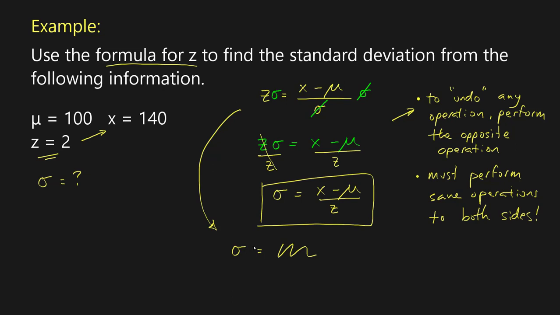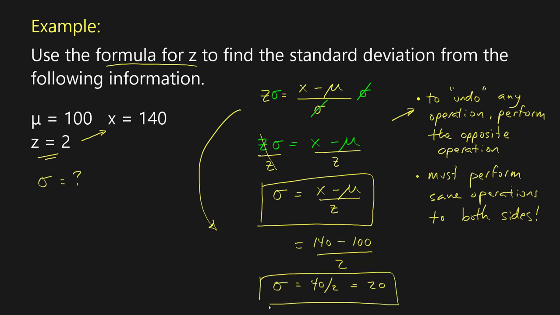And so now I can simply just plug in the values that I've got over here. So I've got my raw score is 140 minus the mean of 100 over a z-score of 2. And so this gives me 40 over 2. And that gives me 20. So my standard deviation is equal to 20.